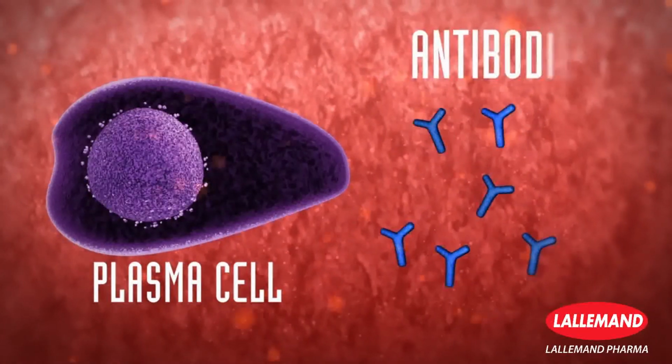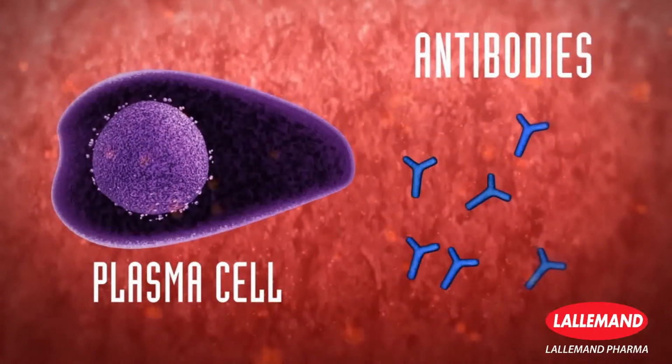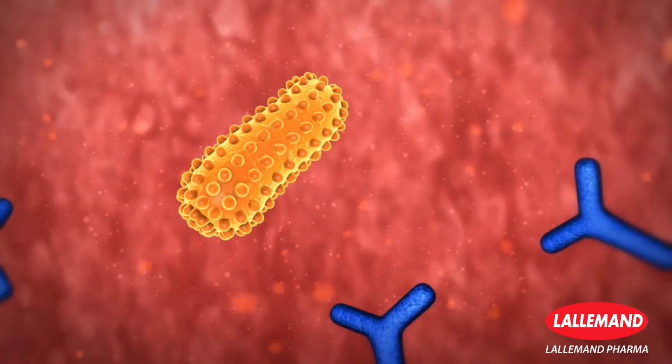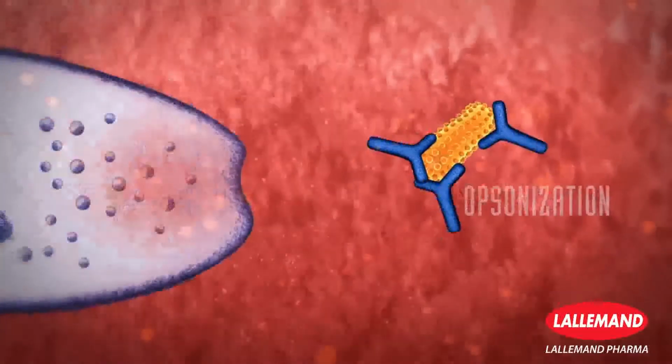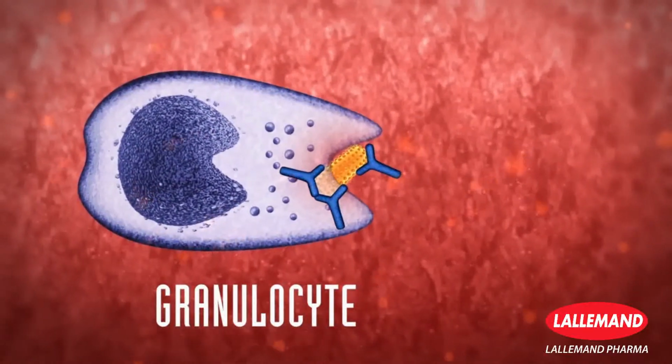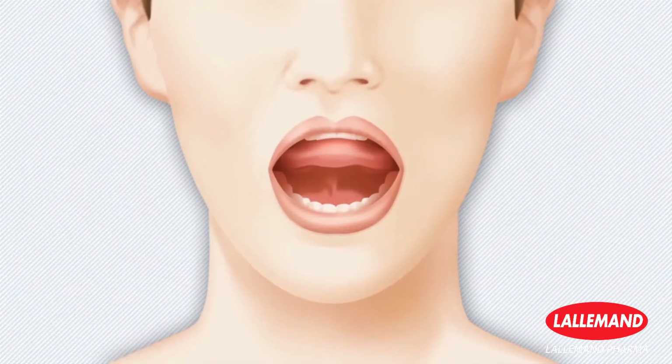Antibodies play an important role in the humoral immunity. They can flag an antigen at the surface of a pathogen, a process called opsonization, facilitating its phagocytosis by the granulocytes. Several subsets of antibodies exist.